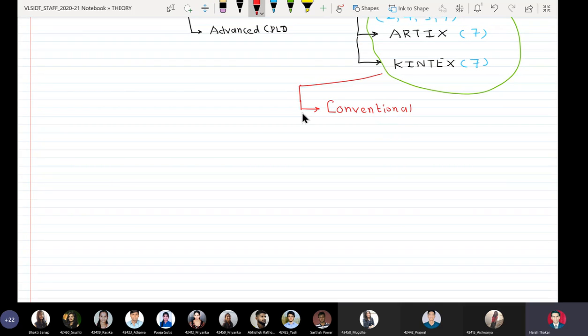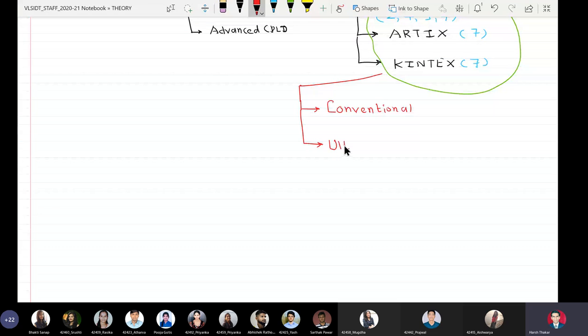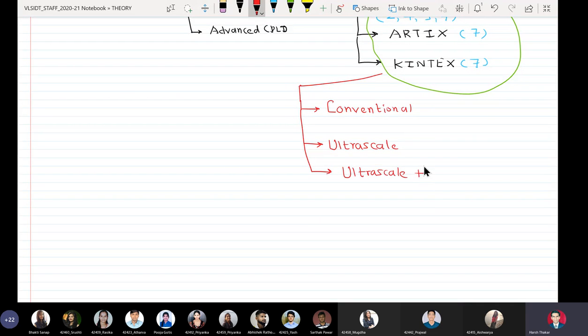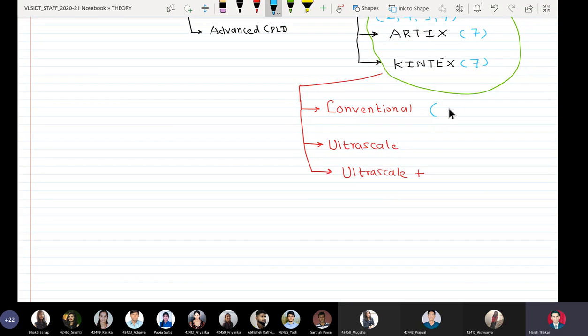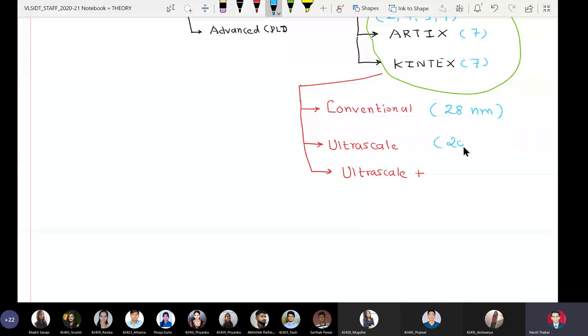Conventional, ultra scale, ultra scale plus. Just like your Samsung Galaxy S20, S20 plus, you have Samsung Galaxy S20 Ultra, something like this. So what is the difference between conventional, ultra scale, ultra scale plus? The difference lies in the smallest FinFET which is there. So conventionals are manufactured using 28 nanometer technology. Ultra scale are manufactured using 20 nanometer technology, and ultra scale plus using 60 nanometer technology.